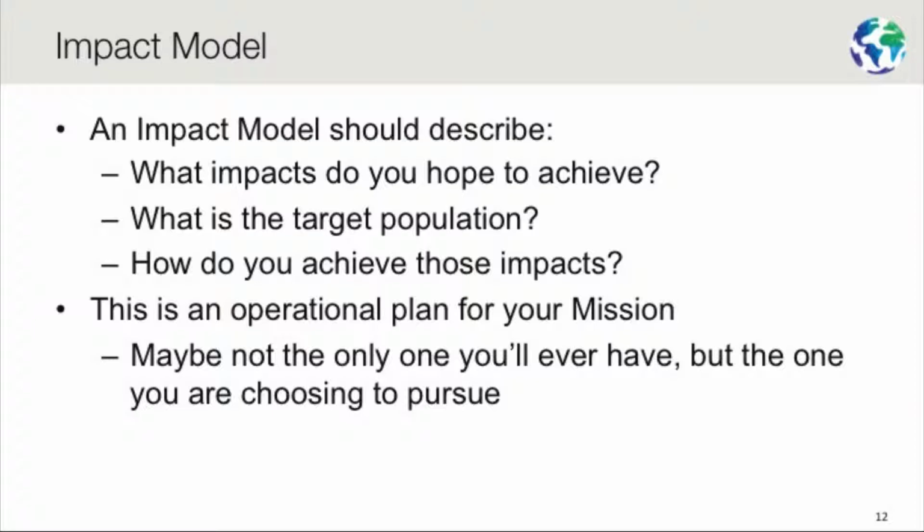An impact model should describe what impacts you hope to achieve, what target population you are trying to affect, and how you are planning to achieve those impacts. In some ways, it's an operational plan for your mission. It may not be the only operational plan you ever have for your mission, but it's the one you're choosing to pursue now. It's the way you think you're going to accomplish your mission in the nearer to longer term, but maybe not forever.